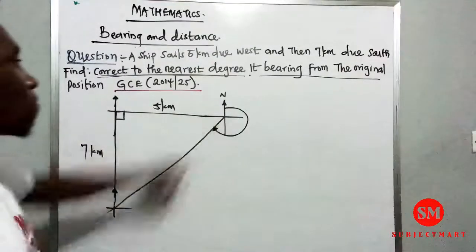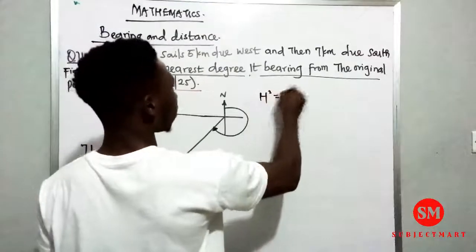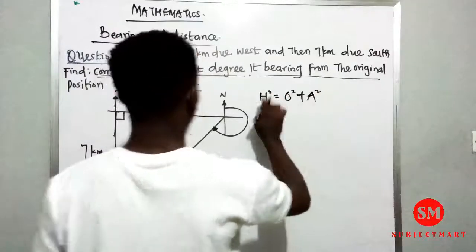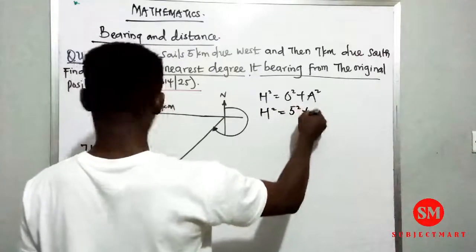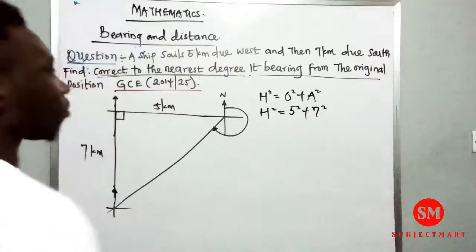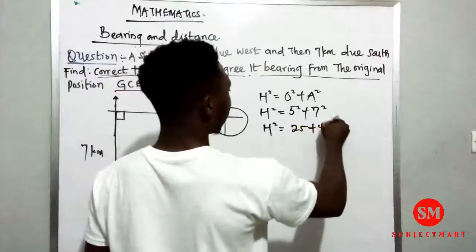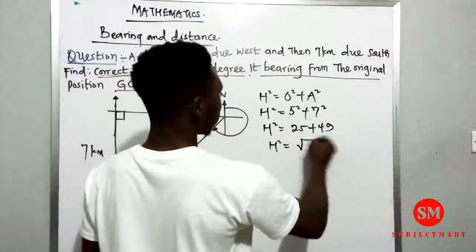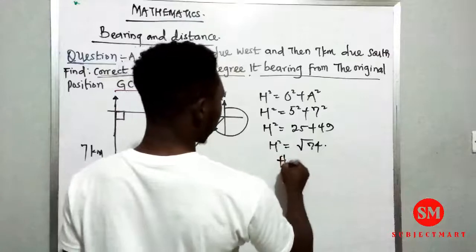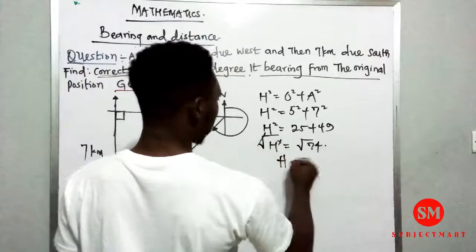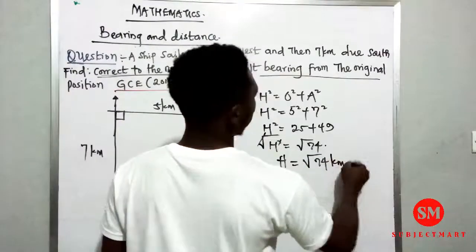Looking for the distance, using Pythagoras, h squared is equal to o squared plus a squared. So h squared we don't know. h squared here is equal to 5 squared plus 7 squared. So h squared is equal to 25 plus 49, so h squared is equal to 74. Taking the square root of both sides, h is equal to root 74 kilometers.